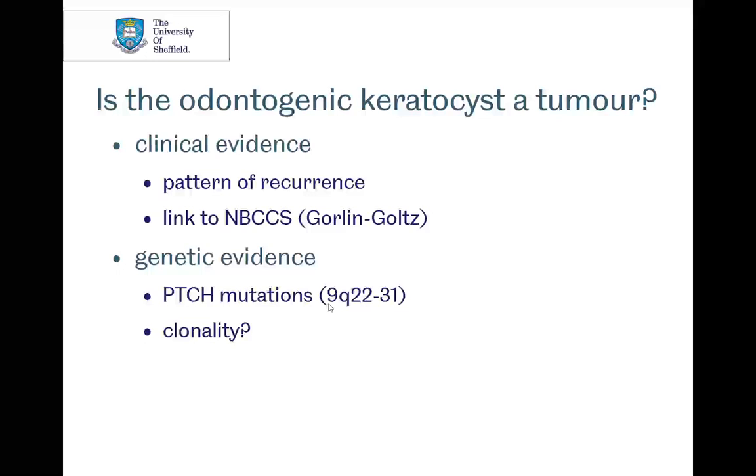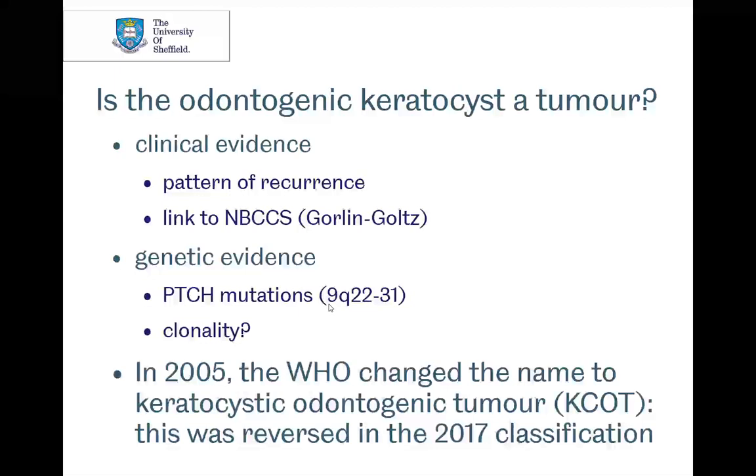But it doesn't appear to be particularly specific, because patched mutations can be found in a number of other odontogenic lesions. And clonality, that's the whole concept of, does the lesion arise from a single cell of origin? Some people believe, and they've presented evidence, that odontogenic keratocysts do arise in that way, which would again suggest that it's neoplastic rather than just a developmental cyst. But in other ways, it behaves very much like a more aggressive odontogenic cyst. And so in 2005, it was changed to keratocystic odontogenic tumour, and it was then reversed to odontogenic keratocyst in the 2017 classification. That's really where we are at the moment.